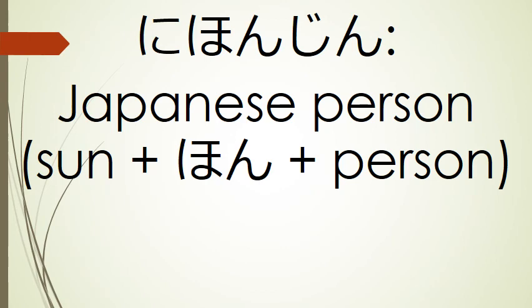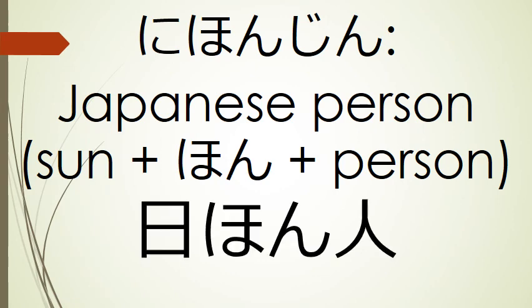Our next word is nihonjin, Japanese person. And to write this word, we take the kanji for sun, we write hon, and then the kanji for person, nihonjin. Nihonjin, Japanese person.